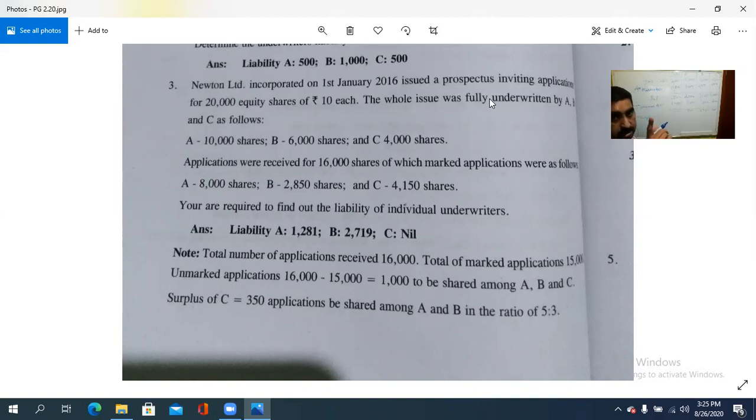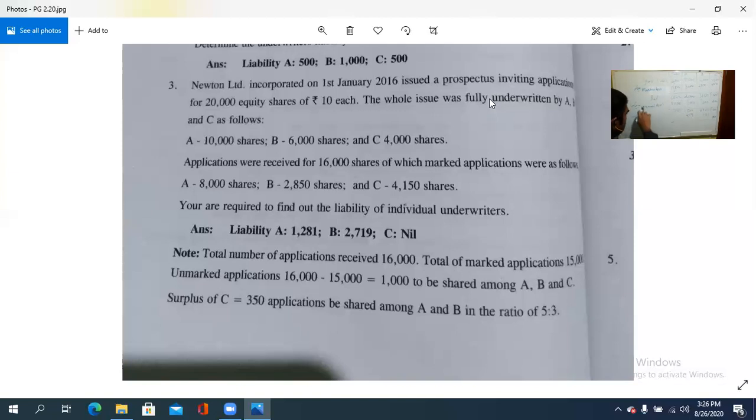Surplus of which one? C. Let C be minus 350, so plus 350 is to be put here, and it is to be taken in this way. So how is this to be done? 10,000 divided by 16,000 into 350, that is 219, and the other one, 6,000 divided by 16,000 into 350. It is taken on the share of the gross liability: 10 by 16 into 350, 6 by 16 into 350. 6,000 divided by 16,000 into 350 is 131. So look, 219 plus 131 is equal to 350.